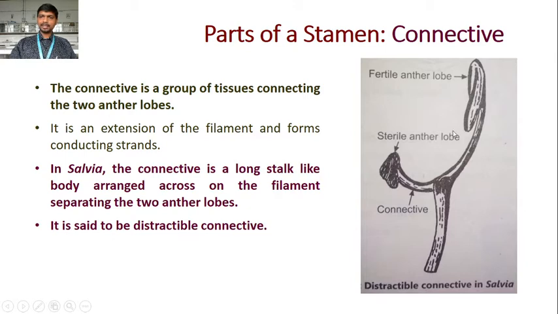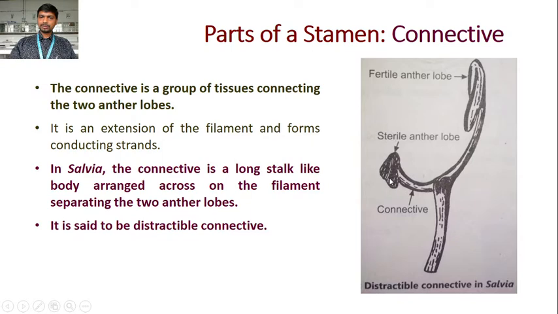Okay, so this is one anther lobe, this is another anther lobe. This anther lobe is sterile and this one is fertile. So these two anther lobes are separated by a long stalk-like body arranged across the filament. So this is a different condition found in Salvia. Such type of connective is a distractile connective, which separates the two anther lobes.